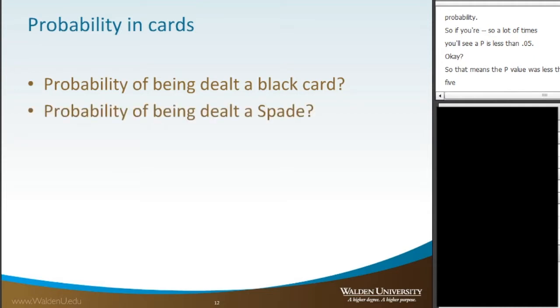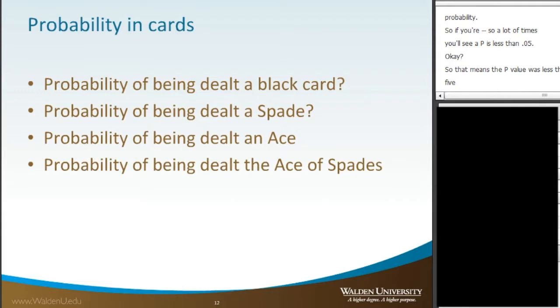What is the probability of being dealt a spade? 1 in 4, 25%. Good. You're very sharp, or a lot of card players, one of the two. What is the probability of being dealt an ace? Remember there's 13 cards in each suit, so it would be 1 of 13, or 4 in 52. And what is the probability of being dealt the ace of spades? 1 in 52. Awesome. Sharp group.